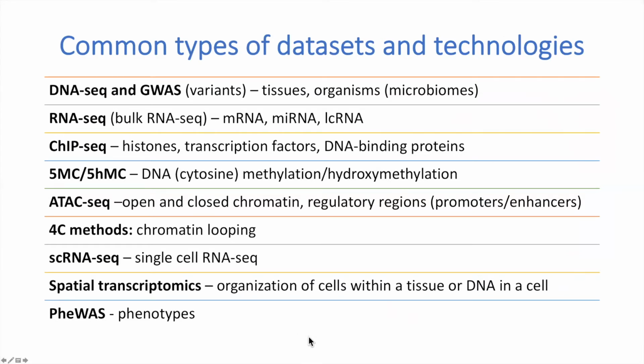Many of you are probably familiar with the many types of data sets and technologies available. We're not going to talk about all of these today, but we will talk about DNA sequencing and GWAS variants. We're going to talk about single-cell RNA-seq. We're also going to talk briefly about ChIP-seq and ATAC-seq, just to provide some examples of how these technologies are moving forward. Spatial transcriptomics, located near the bottom here, is really an emerging area that I think we will be thinking more about in the future.